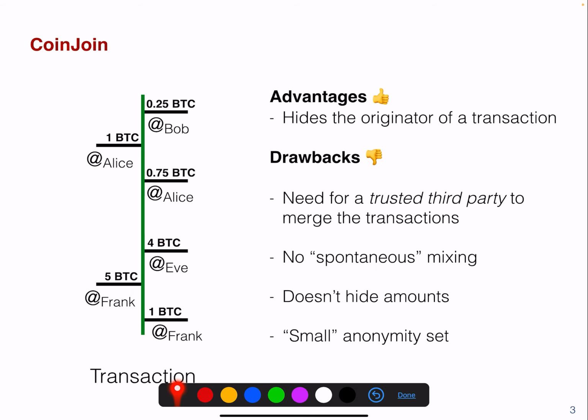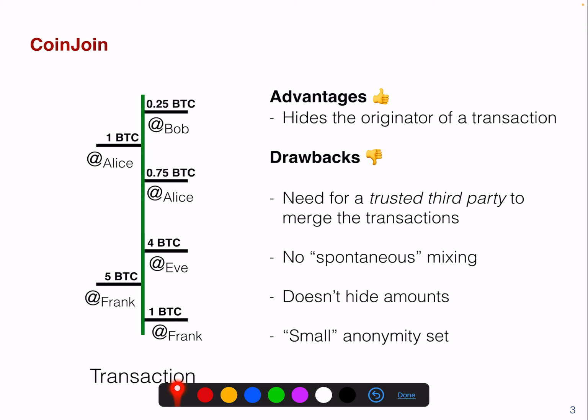So the advantage here is that it kind of hides the originator of a transaction, or rather makes it harder to infer. It's not properly hiding the originator of a transaction. The drawback of this approach is that you need some kind of trusted third party to merge these transactions. Who does this merging? There's no spontaneous mixing. You can't just do it on your own. You have to work with somebody.